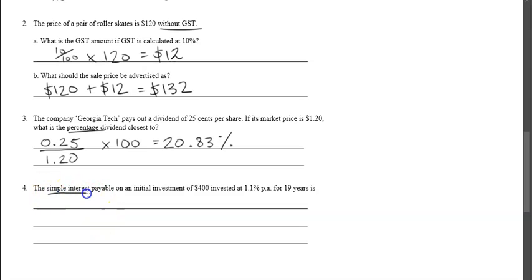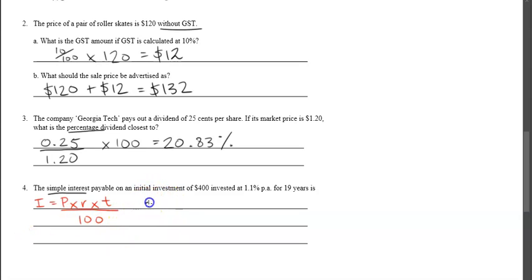The simple interest payable on an initial investment of $400 invested at 1.1% per annum for 19 years is what? Now we're looking at simple interest. You got to remember that our simple interest formula to get the interest, it's P, which is principal, times R, which is the rate, times T, which is the time frame, all over 100.